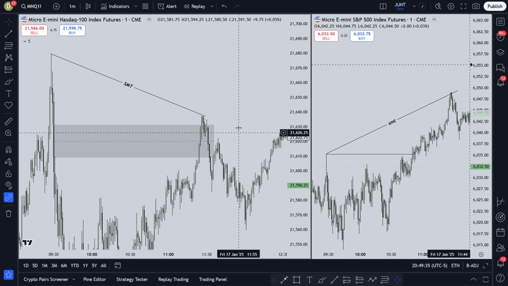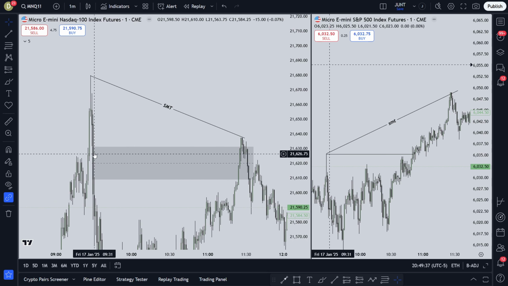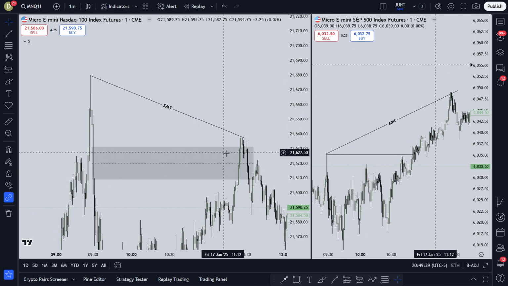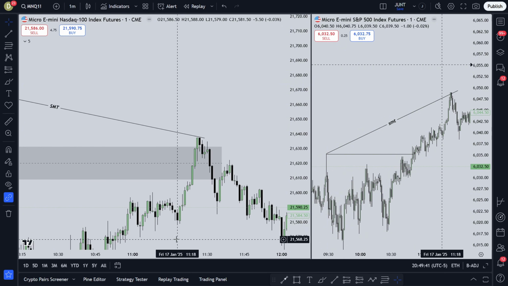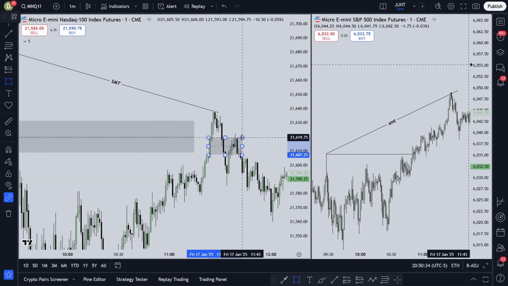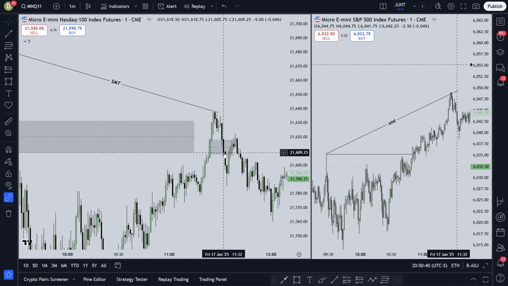So what do we see here? We saw that fair value gap. We saw price retrace into the fair value gap. Now look what we see here. We see the fair value gap gets inversed. Price ends up making a close below it. Then you can enter your short.